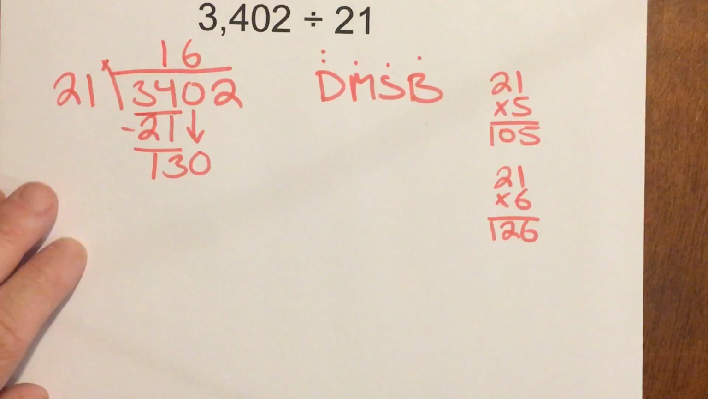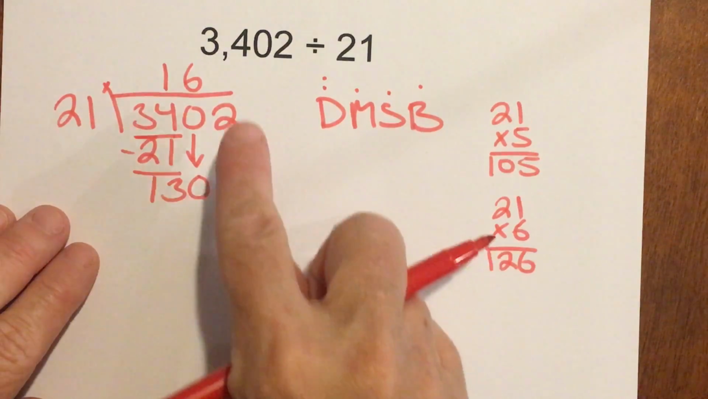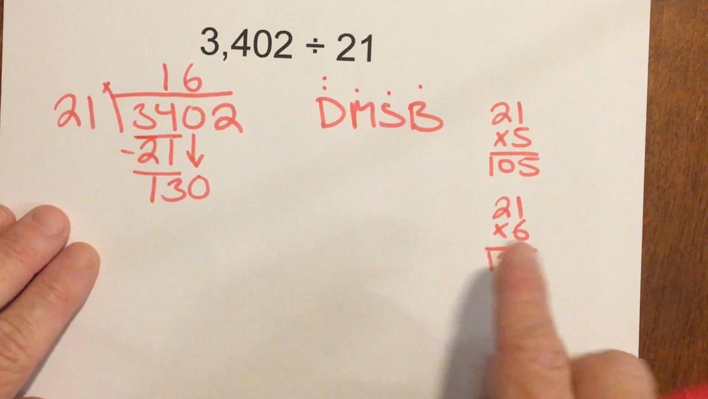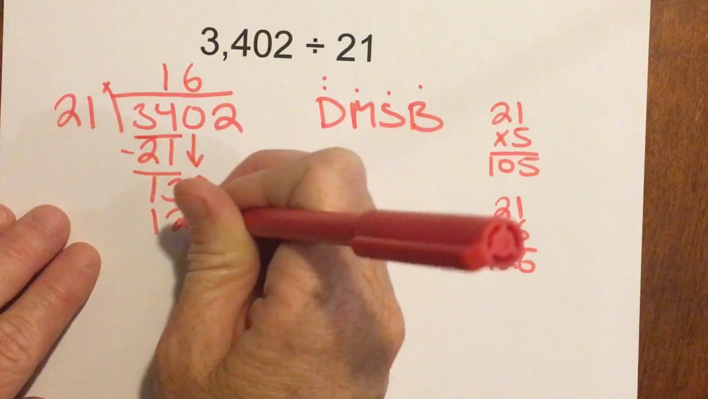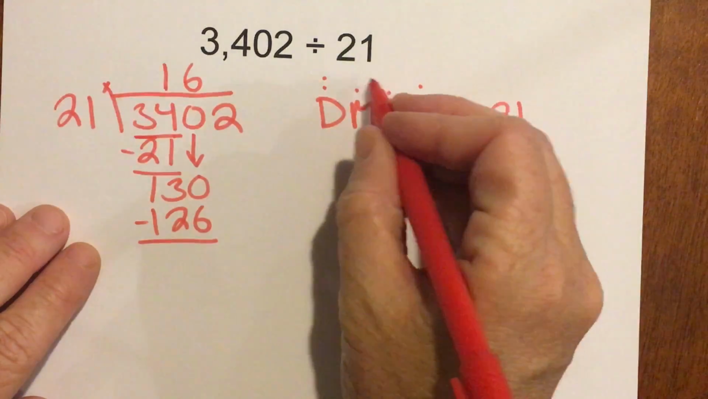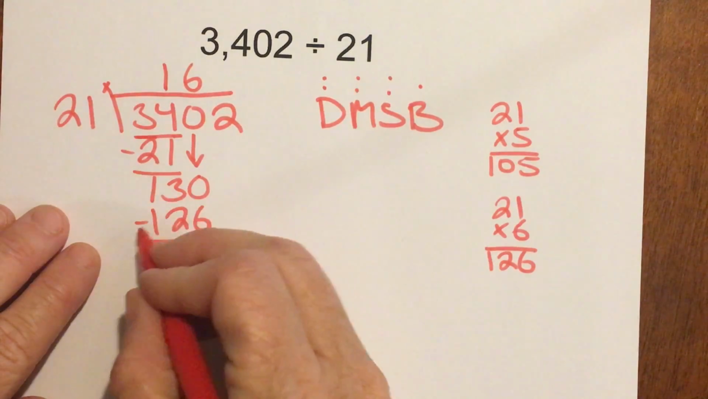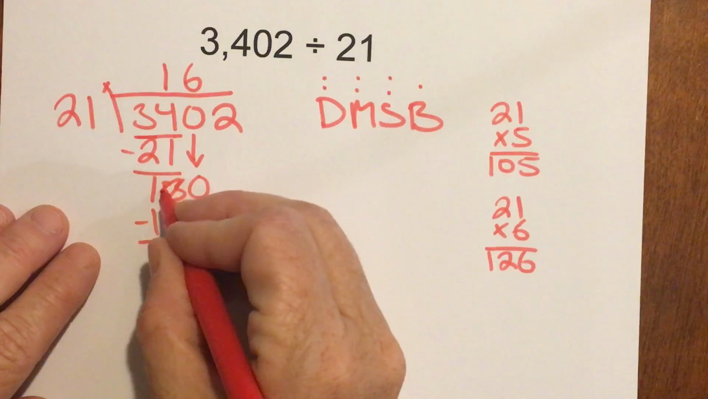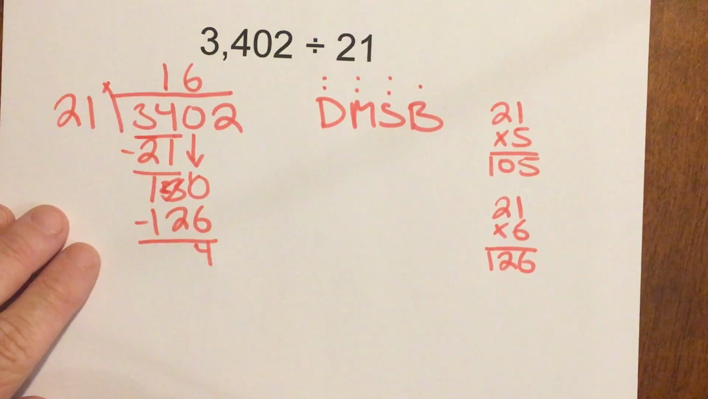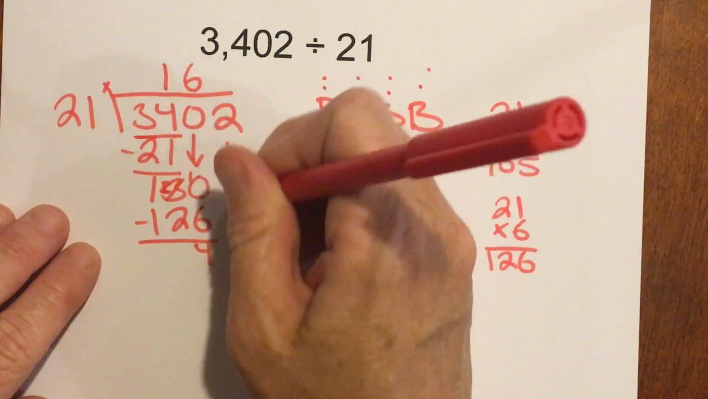So I just divided. Now I'm going to multiply. 6 times 21, I already solved it, is 126. Now I'm going to subtract. I can't, so let's borrow. I'm getting 4. Now I'm going to bring down.